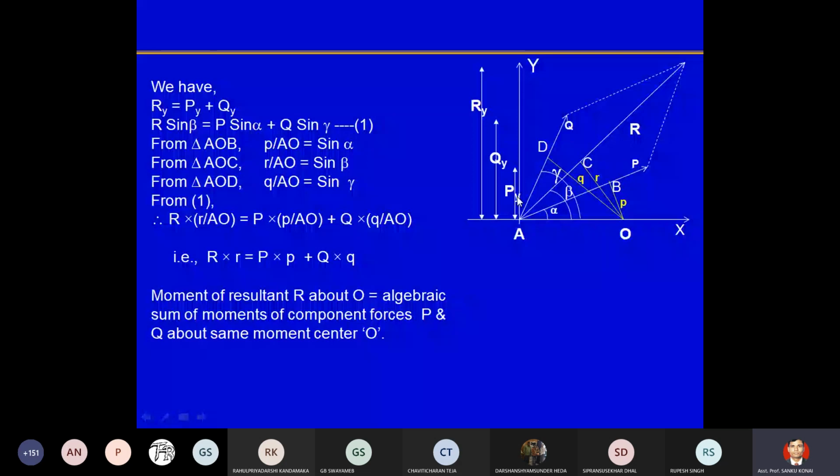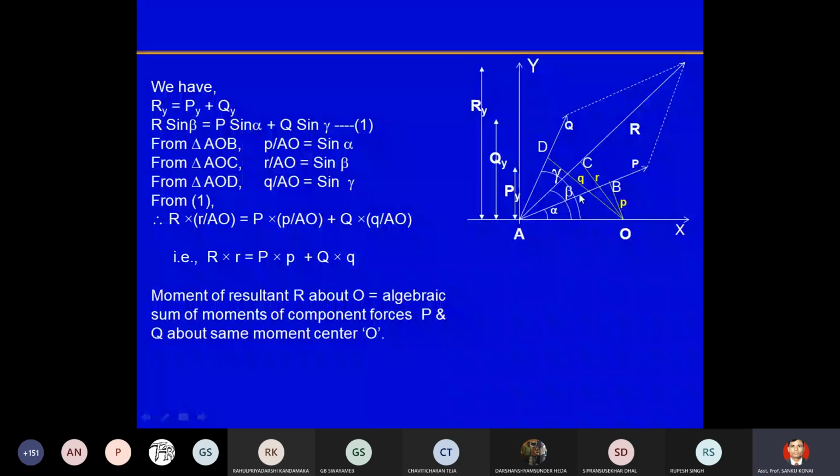So we have already discussed how to find out the resultant force. There we have done that summation of y component, summation of Fy will be equal to the sum of all the y component of the forces. So here we can write y component of the resultant force Ry will be equal to y component of P force plus y component of Q force. Okay, so Ry will be equal to Py plus Qy.